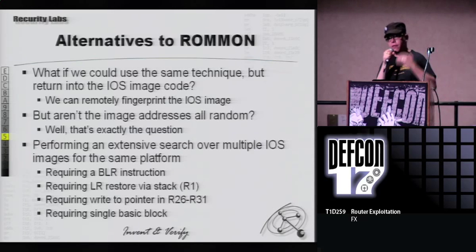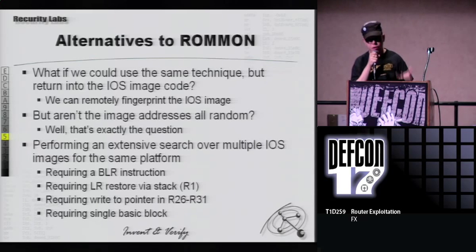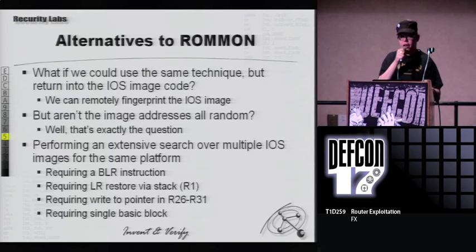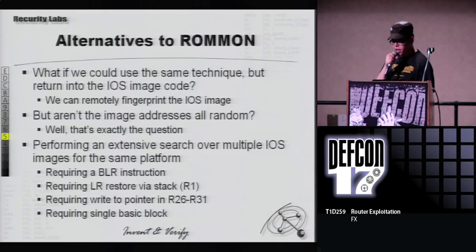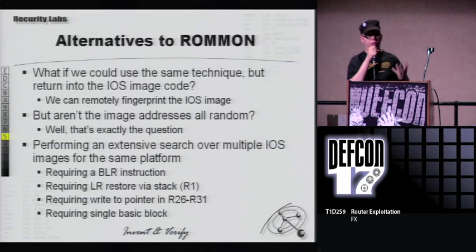So it finds every return, every BLR instruction, parses upwards, and validates that the link register is actually restored from the stack, because that is required. And then it also validates that it has an arbitrary memory write, and it validates that it's all in the same basic block, so nothing can go wrong in between.